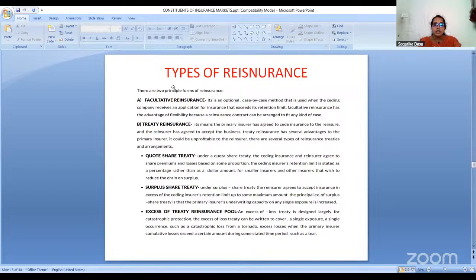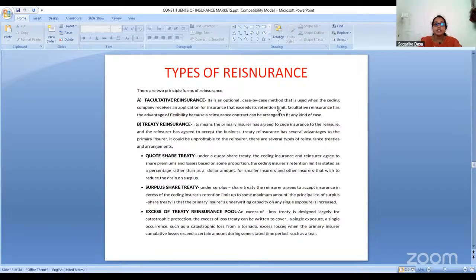Now we have got types of reinsurance. We have two types of reinsurance: facultative reinsurance and treaty reinsurance. Facultative reinsurance is an optional case-by-case method that is used when the ceding company receives an application for insurance that exceeds its retention limit.